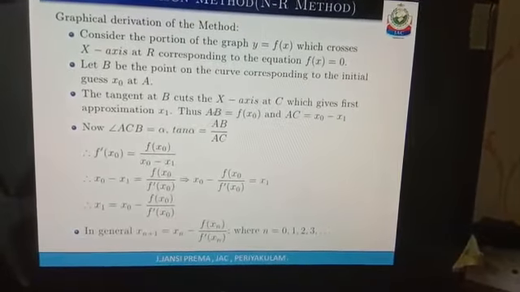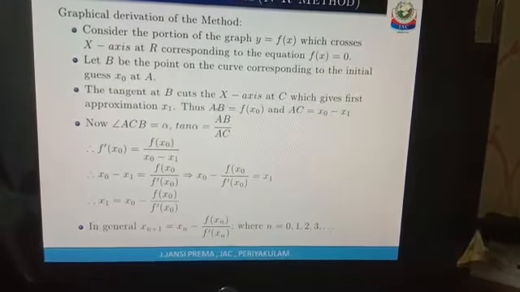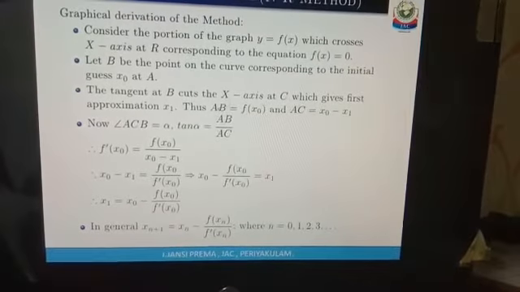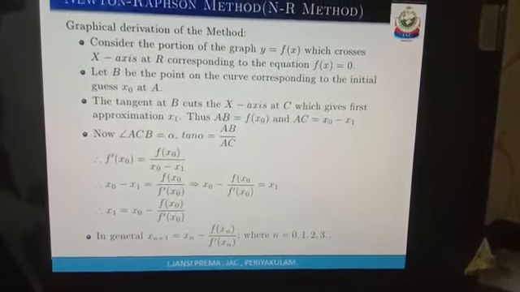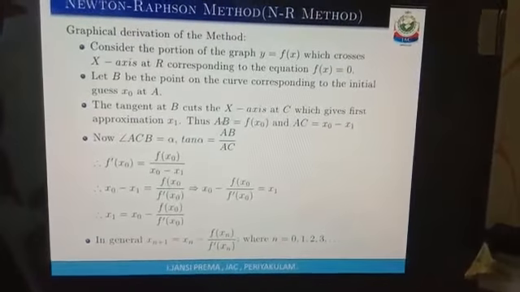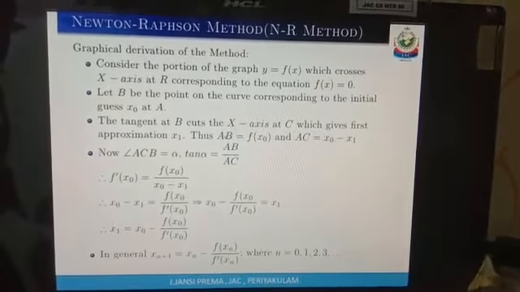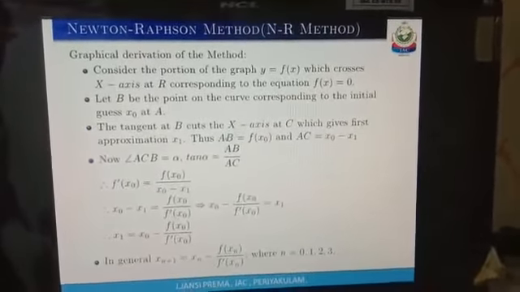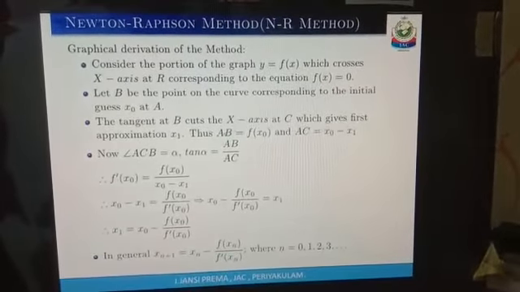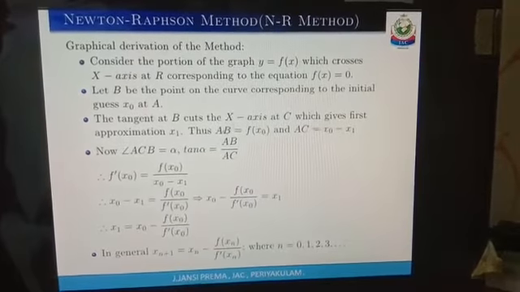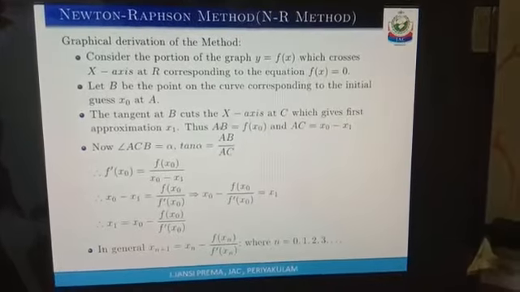Next we see AB = f(x0), AC = x0 - x1, angle ACB = alpha, tan alpha = AB / AC, f'(x0) = f(x0) / (x0 - x1). Next, x0 - x1 = f(x0) / f'(x0). From this we get x1 = x0 - f(x0) / f'(x0). In general, x(n+1) = xn - f(xn) / f'(xn).